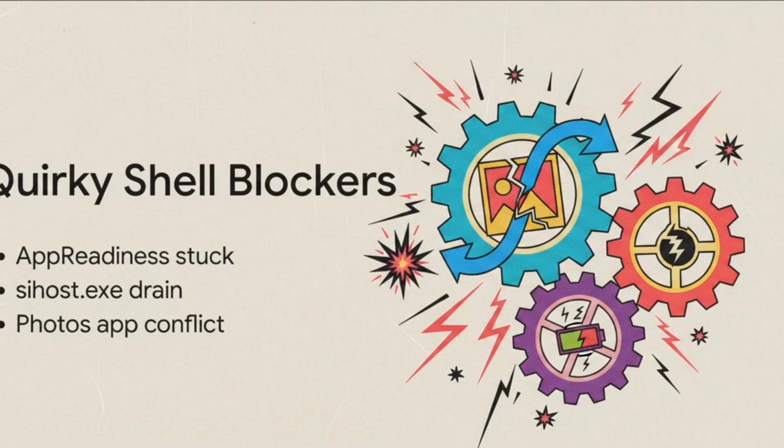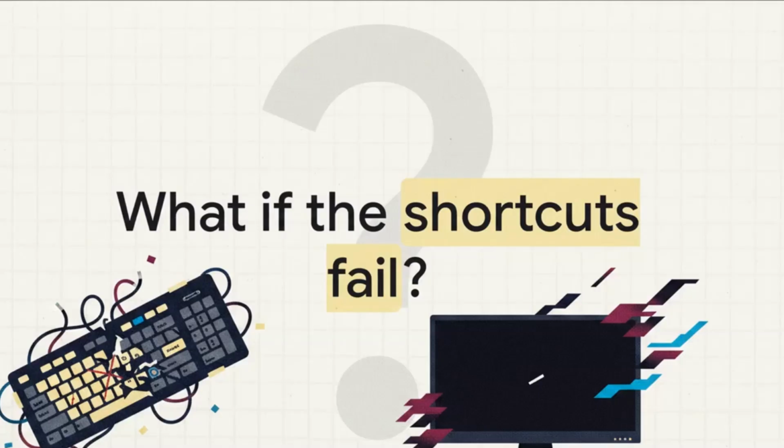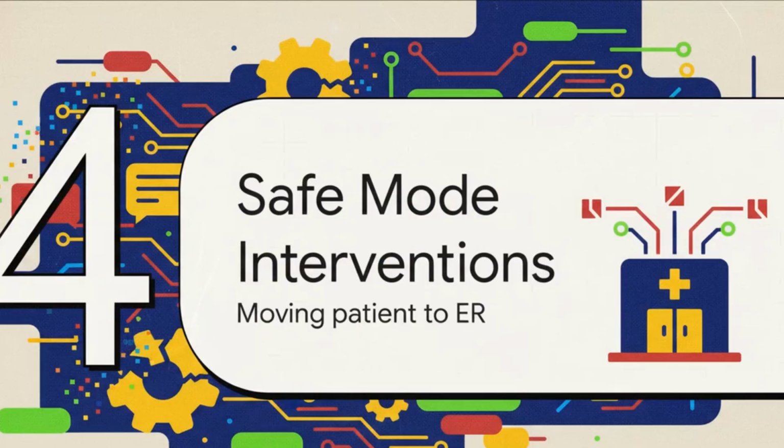Absolutely wild. But hey, we have to be realistic here. What if your keyboard is just totally unresponsive? You're mashing Control-Alt-Delete and absolutely nothing is happening, and you're just staring into a pitch black void with zero cursor. What then? That's when we move to step 4, safe mode interventions.